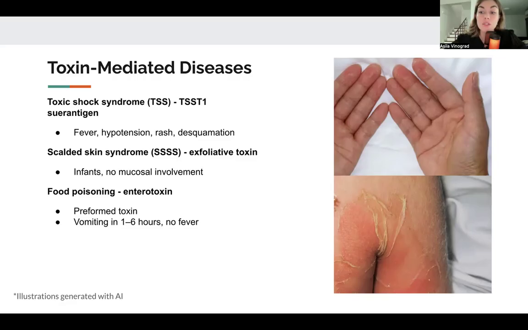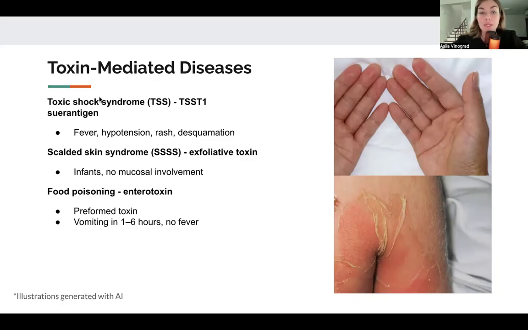Classic triggers: tampon left in too long, nasal packing after surgery, infected surgical wounds. What you see in the exam: hypotension. Hypotension is always about some shock. Blood pressure like 70/50. High fever, diffuse rash with peeling skin, and elevated liver enzymes, ALT, AST, and bilirubin.